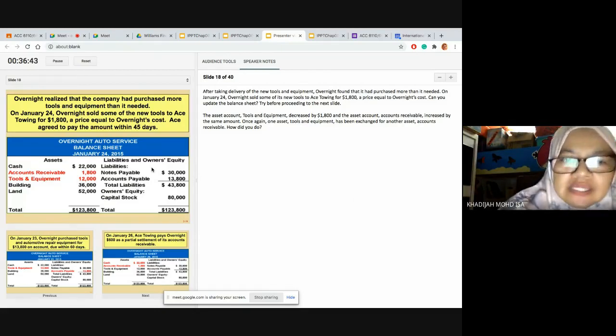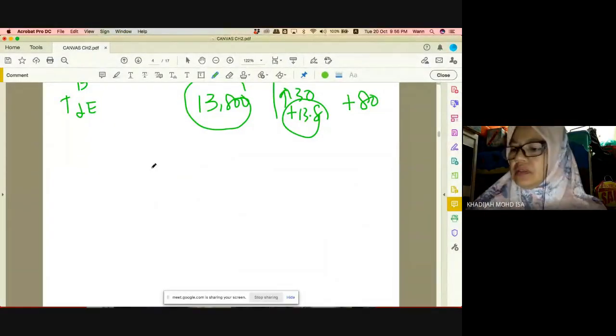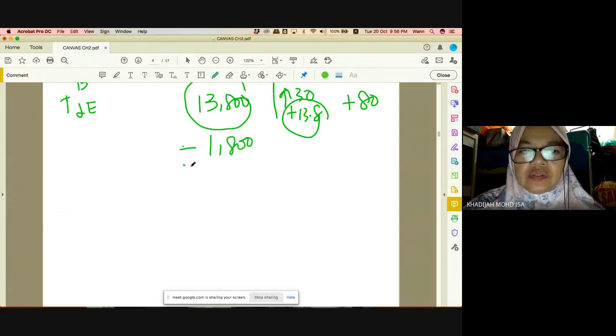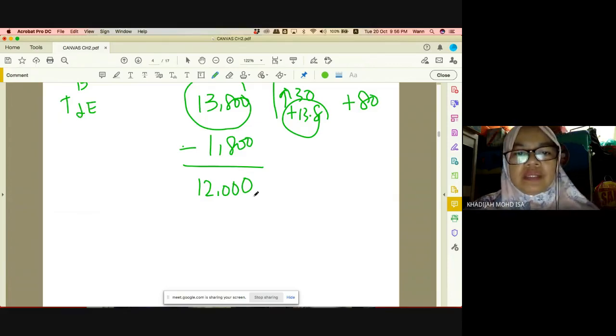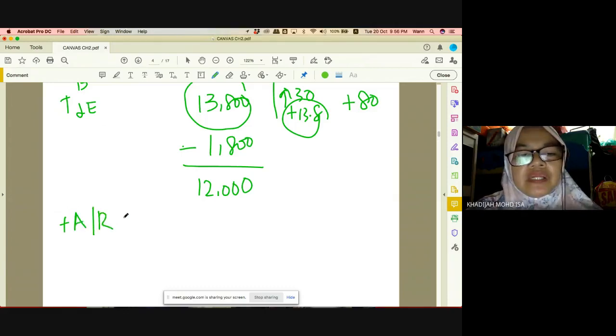So if you were to see it like this now, your tools and equipment up here is 13,800, now reduce, minus how much? 1,800. So now it's left with 12,000. Yes, that's how you get the 12,000. So tools and equipment is now 12,000. But at the same time, you have accounts receivable now. Why is receivable an asset?